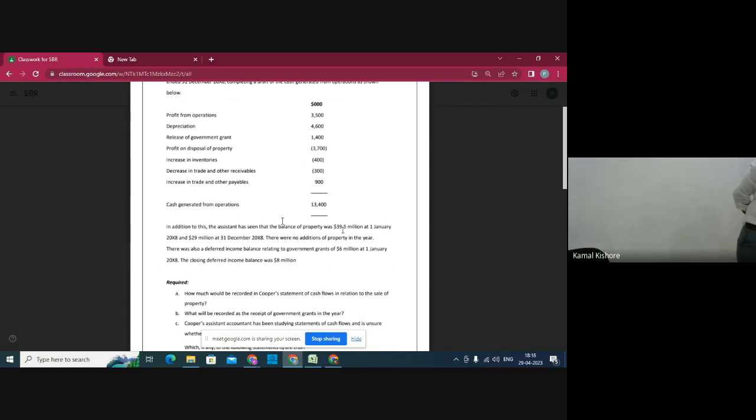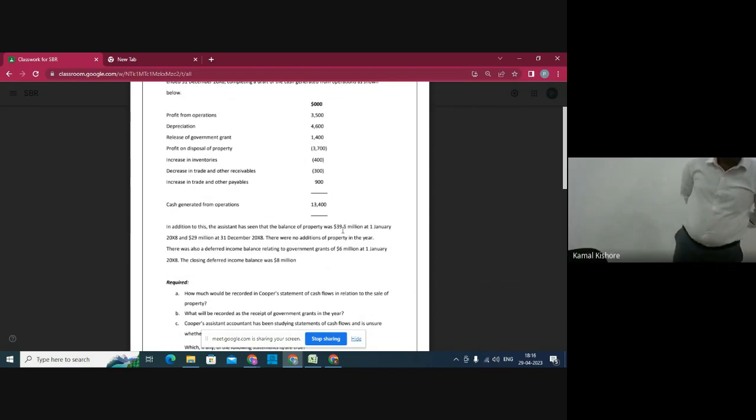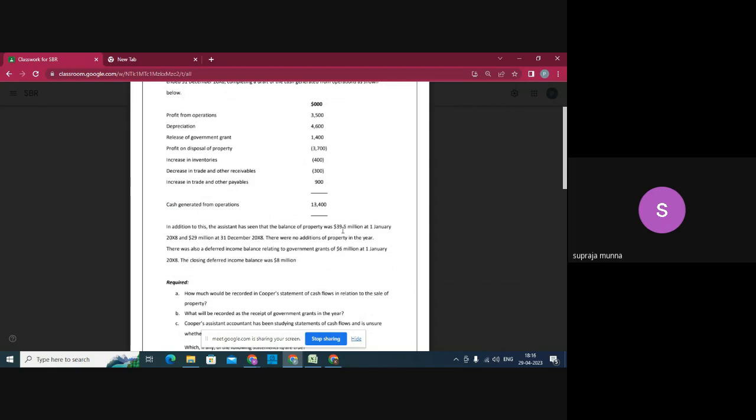How much did the property sell for? This is accounting, nowhere related to IFRS or ACCA. This is simple accounting. 9.6 million. How? So 39.5 million is the opening balance.